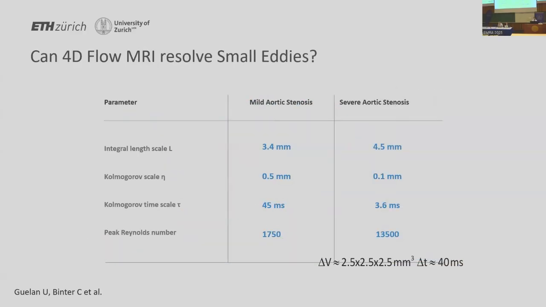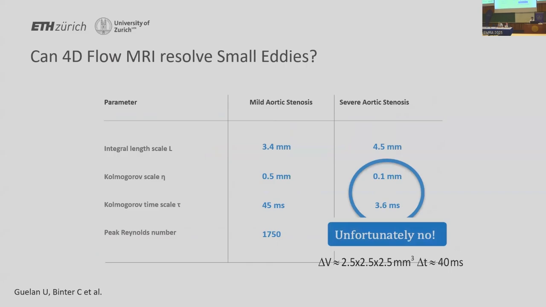All right, so let's have a look at a few numbers just to have an idea. So mild aortic stenosis in one column, severe aortic stenosis to the right. Please forgive the formatting issue, probably an issue with PowerPoint here. So the Kolmogorov scale is 0.1 millimeter, way beyond what we can resolve. The temporal time scale of these fluctuating velocities, 3.6 milliseconds, roughly, beyond what we can achieve, right? So that's 1 TR, so we can't resolve that. So unfortunately, with current protocols, with MR technology per se, we are not able to resolve it directly.